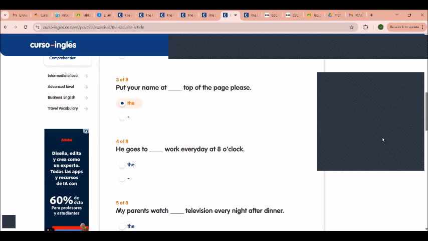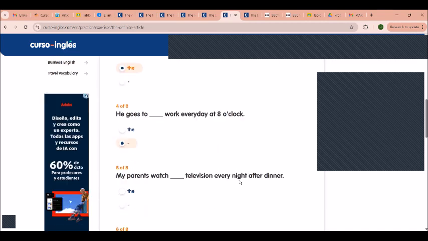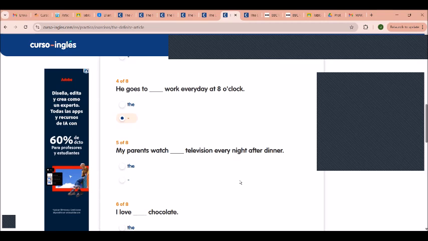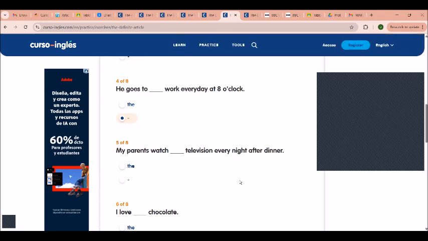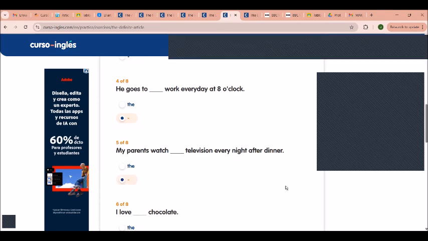After Jackie is Karen. Yes, he goes to work every day at 8 o'clock. Like clockwork, repeat, general. This is him every day. Nothing specific there, okay? Obed, number 5. Me? Yes, Obed. Oh, okay. My parents watch television every night after dinner. Every day. Like a habit. That's very general.